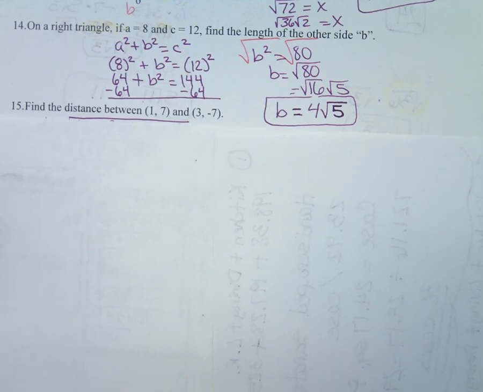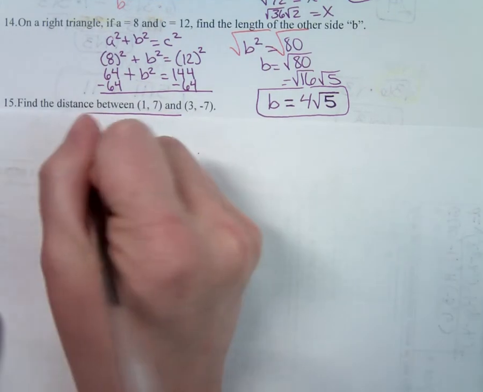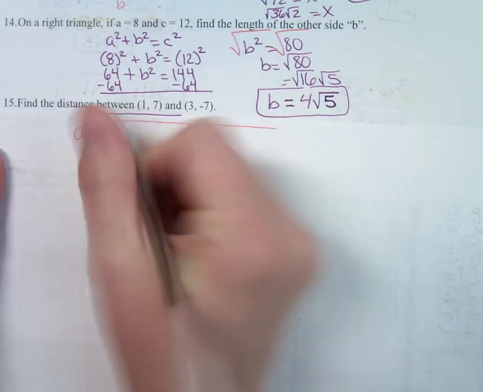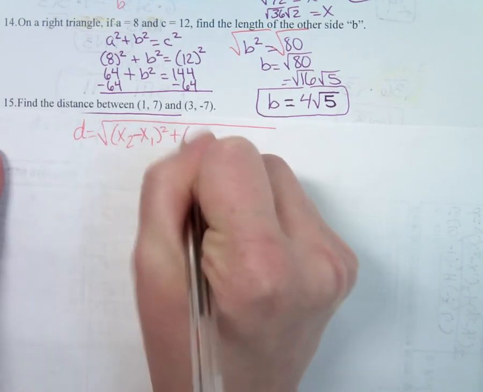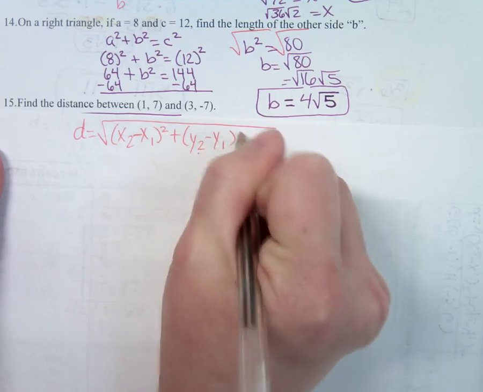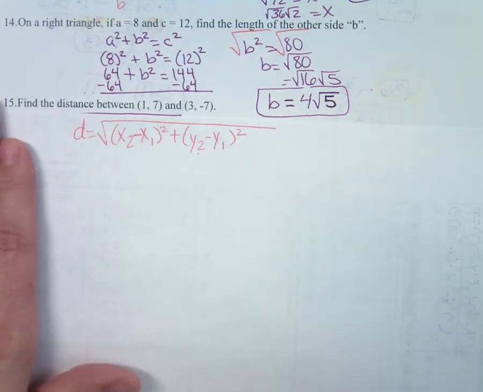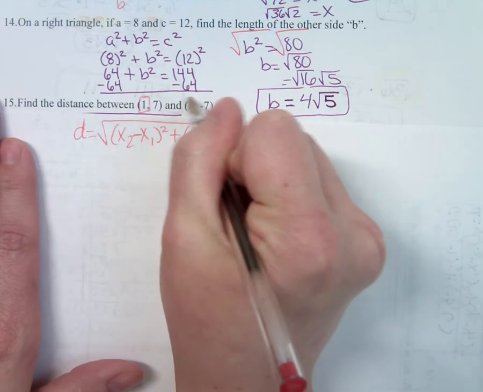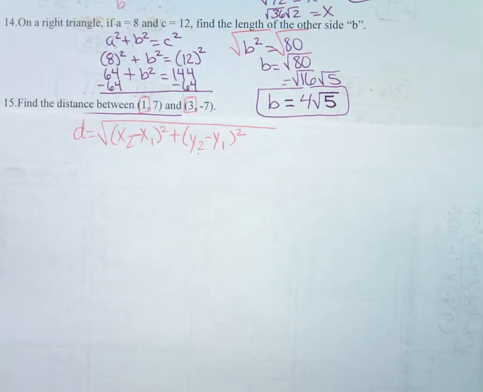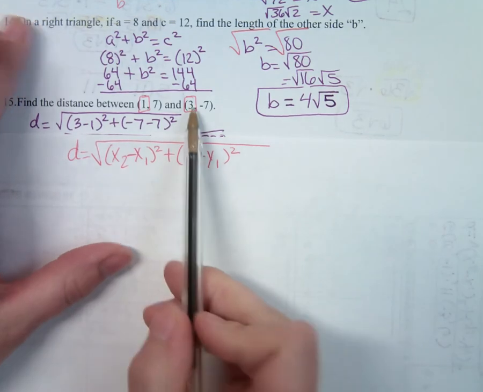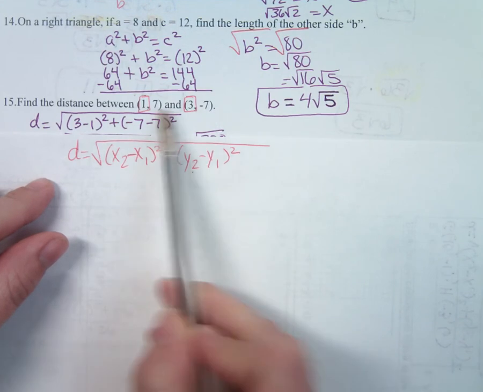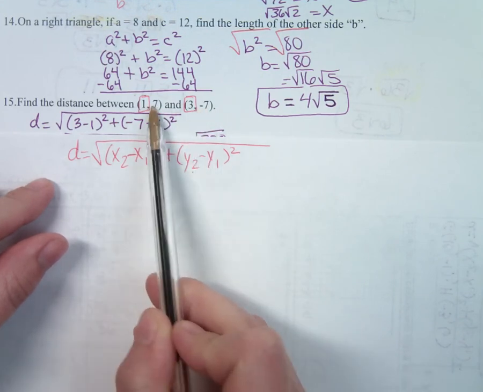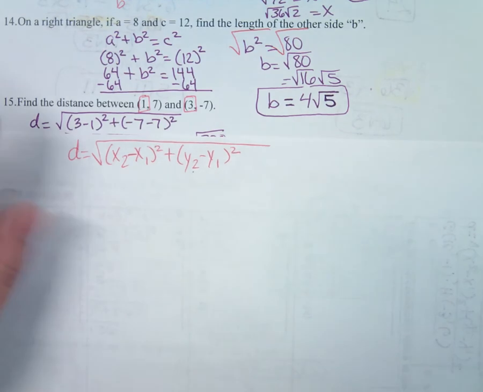Okay, 15. This is our distance formula problem. And I'm just going to go ahead and write the formula down for us. This is where we subtract the x's, square that, plus subtract the y's and square that. Remember that x's are these first numbers here. So it should go something like this. 3 minus 1 in parentheses, close it up, square it. Then we subtract the y's. Negative 7 minus 7, close it up and square it.